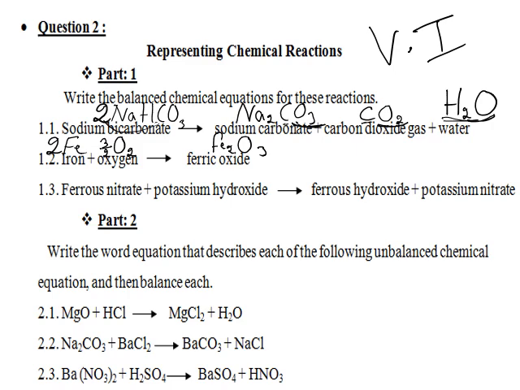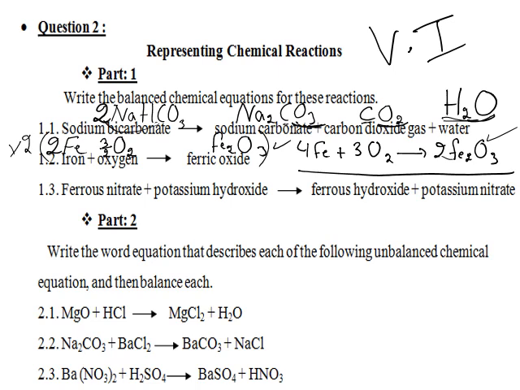This is done, this is correct, but I can remove the fraction by multiplying this equation by 2. So 2 times 2 is going to be 4 Fe plus 3 over 2 times 2, it's 3O2, giving 2 Fe2O3. If I keep it like this, it's correct. If I complete it like this, it's correct. I prefer to do this one to remove the fraction.